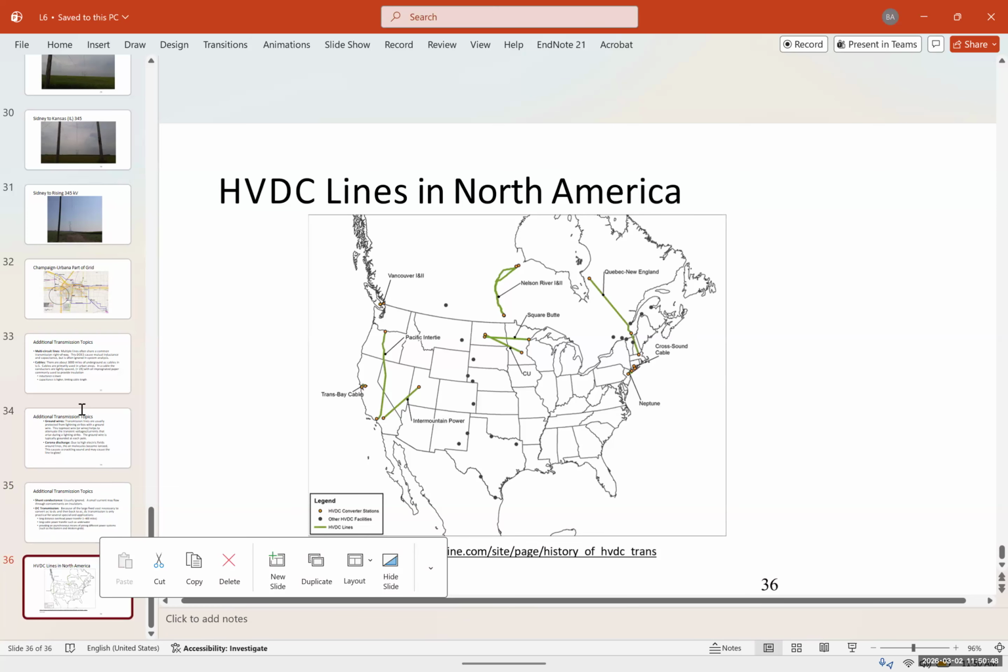And these are the HVDCs, or high voltage DC lines, in North America. And you can see that all of them are between at least two states with long distances. And again, to make it economically viable, it must be at least 400 miles distance.